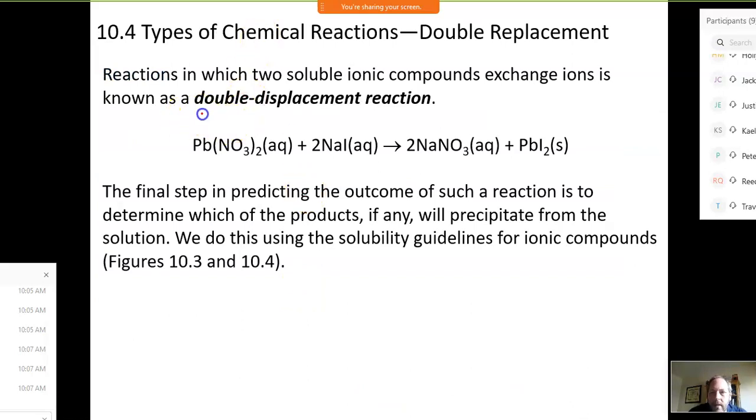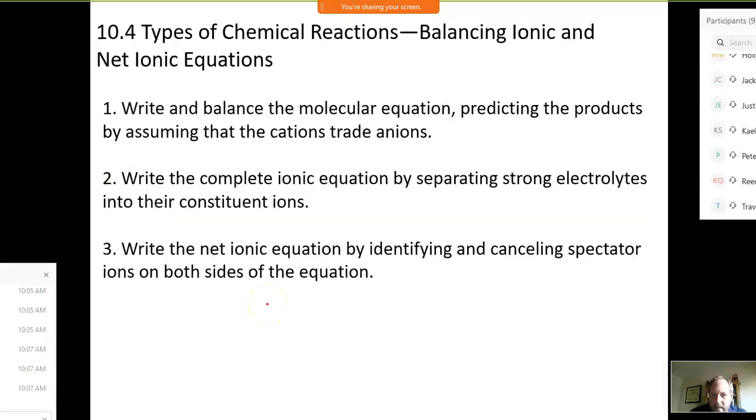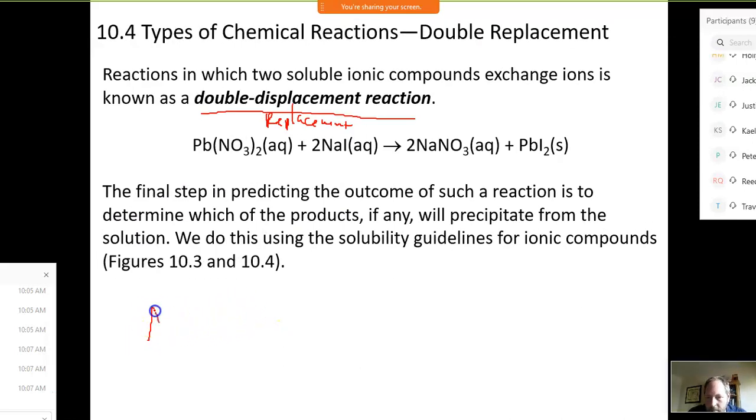So here is a double displacement reaction. It doesn't matter how you say it, either double displacement or replacement. You can use either words. Basically, the reaction is if I take compound AB, in this case lead nitrate, and I react it with compound CD, so our C is our cation, our D is our anion. Here's my cation on A, here's my cation on C.